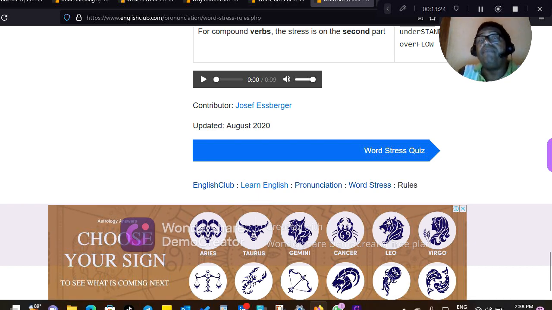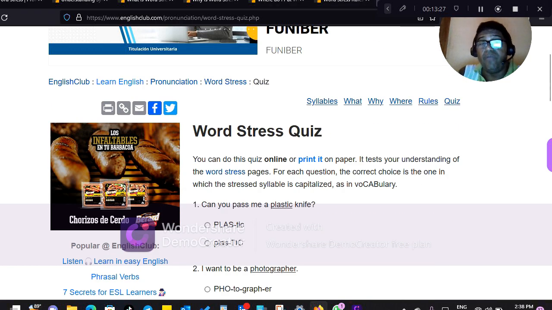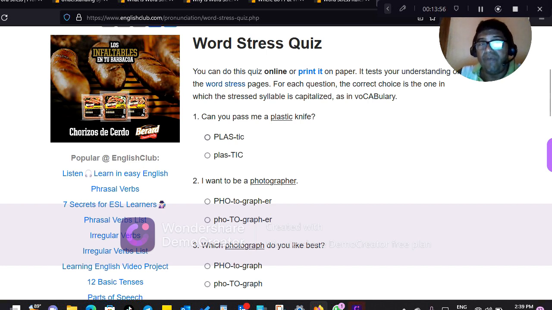And following this, we have a little quiz in which you have to decide what to use. Okay? You can do the quiz online or print it. This will test your understanding of the word stress pages. For each question, the correct choice is the one in which the stressed syllable is capitalized, as in vocabulary. Can you pass me a plastic knife? What would you use, plastic or plastic? If you say plastic, yes, you're correct.